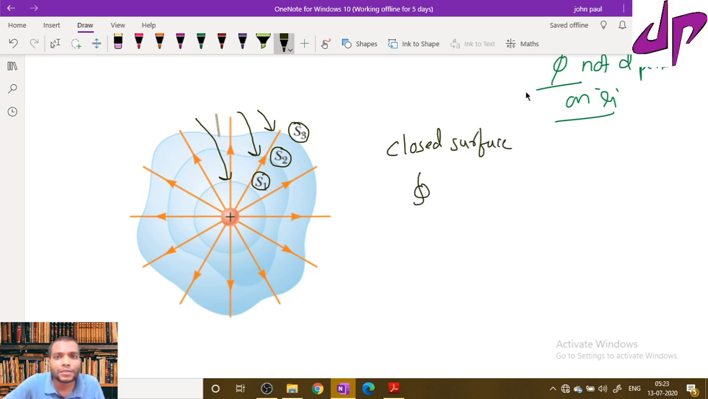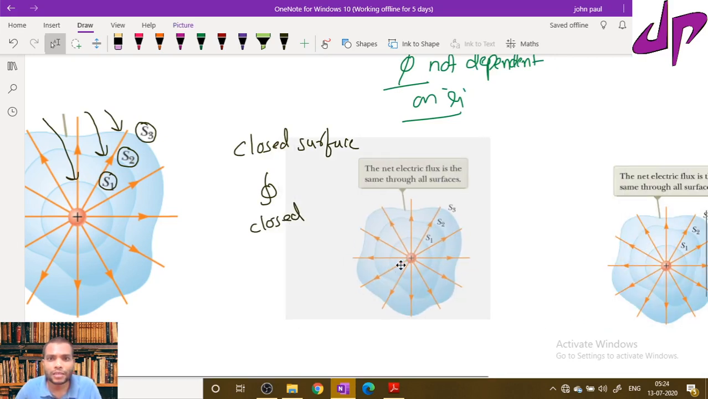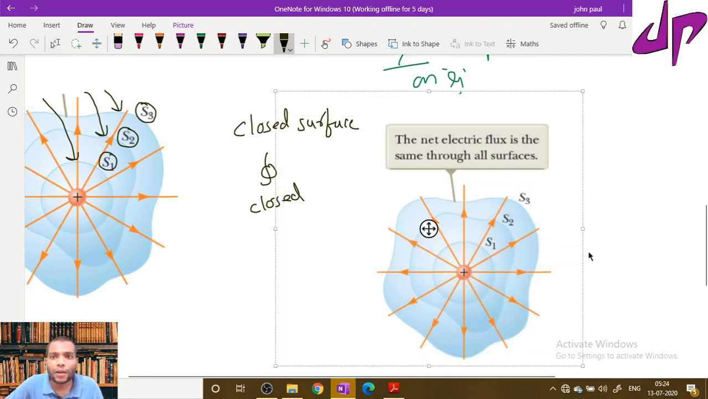That's why we are writing the surface integral over a closed surface. And not only that, we need to select such a surface so that we can integrate it easily. Suppose you know how to integrate over the surface S3, you can easily select the surface and apply Gauss's law. So irrespective of the surface, the surface should be a closed surface. So I can say that the net flux is the same through all surfaces.